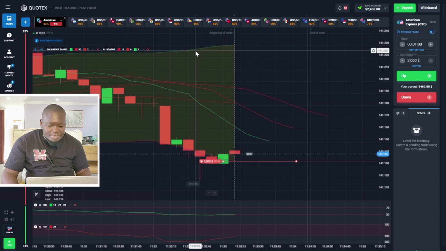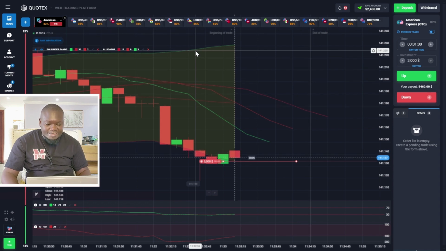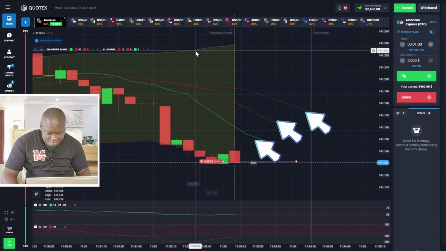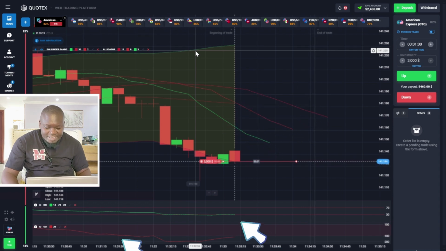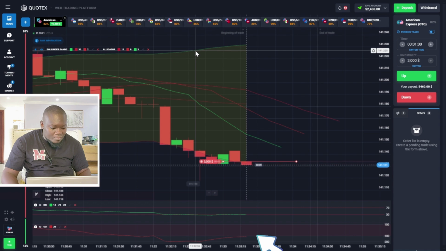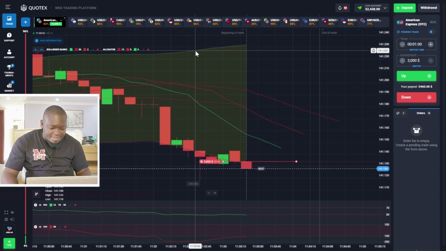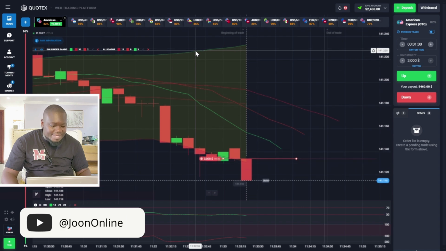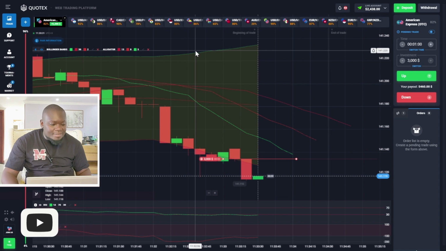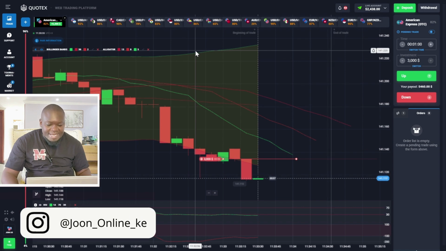Look at those three moving averages of the alligator indicator. They are both facing downwards. Look at the RSI and the CCI oscillators. They are all below the 30 and the negative 100 level. So this might just be it. This might be the last trade that goes down towards that direction. Then we can move to a different asset.